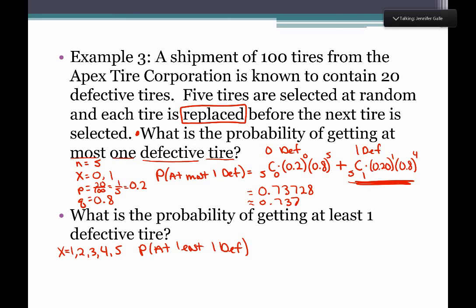You could set up all 5 of those and add them together if you'd like. Or we can use the complement and make it a lot shorter and simpler. If at least means 1, 2, 3, 4, or 5, what's the only case we didn't consider? 0. So 1 minus the complement, which would be 0 defective. Very conveniently, we already found that setup up here. So 1 minus, there's 5 we're choosing, we don't want any defective. 20% chance they're defective, 80% chance they're not.